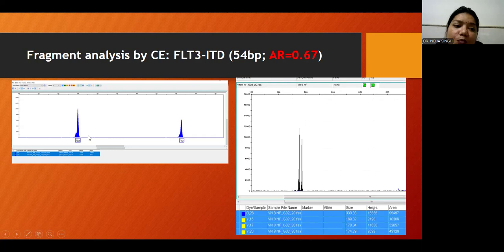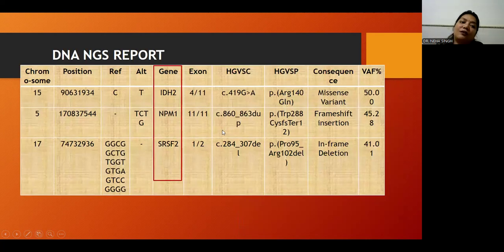So in this case, what we found was we had a 54 base pair mutant peak with an allele ratio of 0.67. This is the FLT3-ITD. Along with that, we saw a 4 base pair insertion in NPM1, which corresponds to an NPM1 mutation. So we further did DNA sequencing that showed IDH2, NPM1 and SRSF2 mutations.